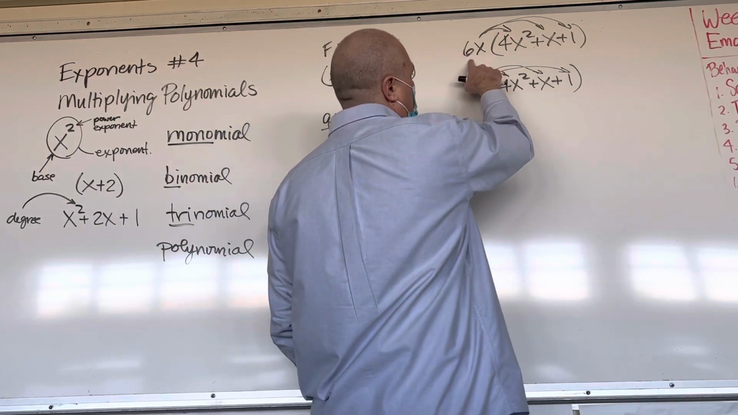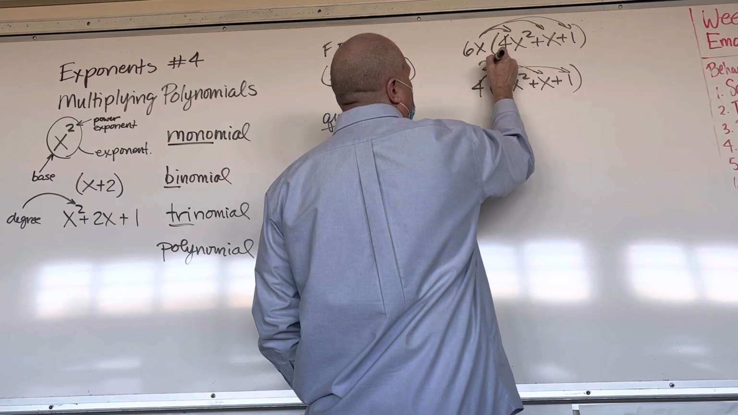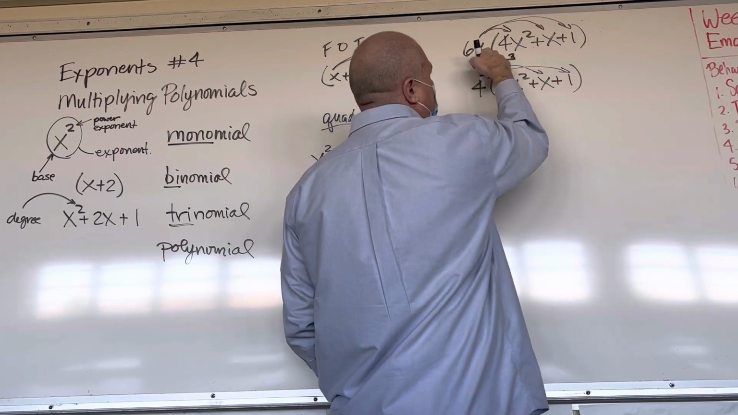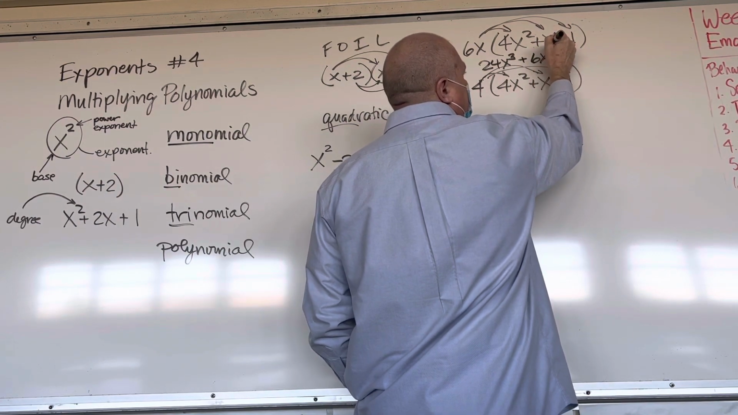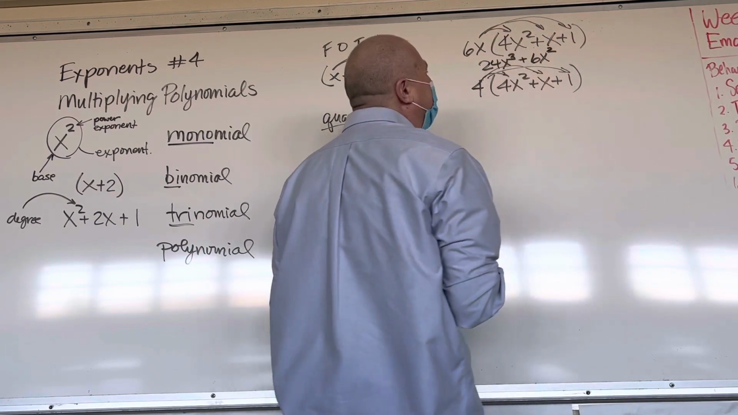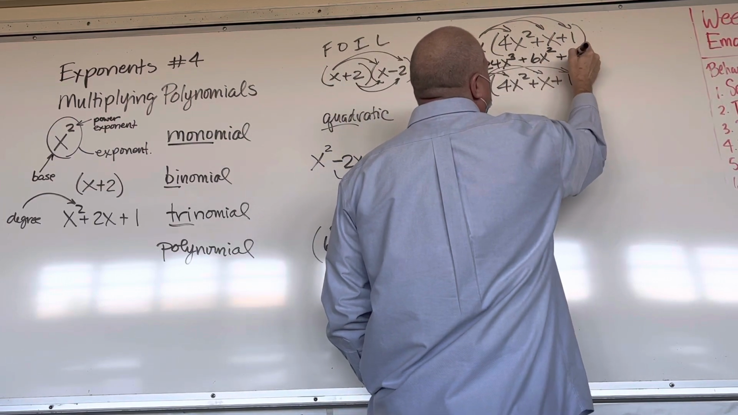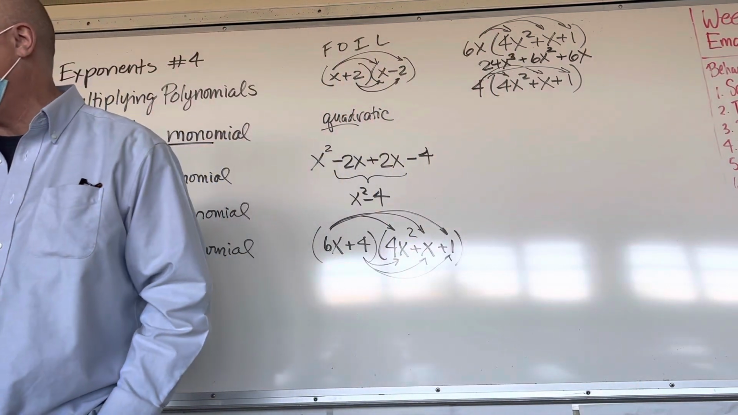So let's go ahead and start doing this. 6x times 4x squared is a 24x cubed. Good. 6x times x. Good. Nice. Thank you. 6x times 1, right? Yep, 1 times 6x, keep everything in there, right?